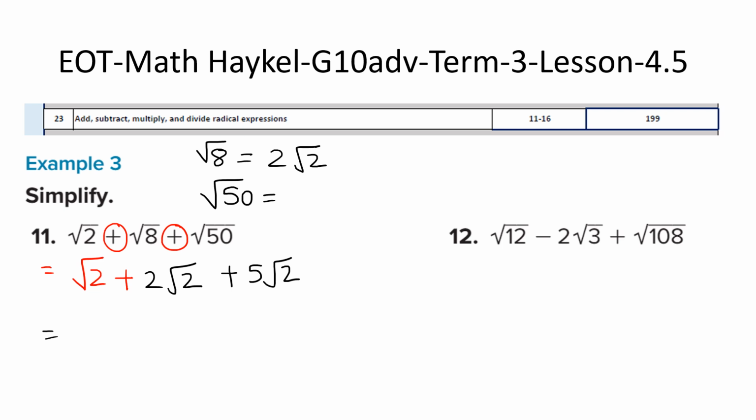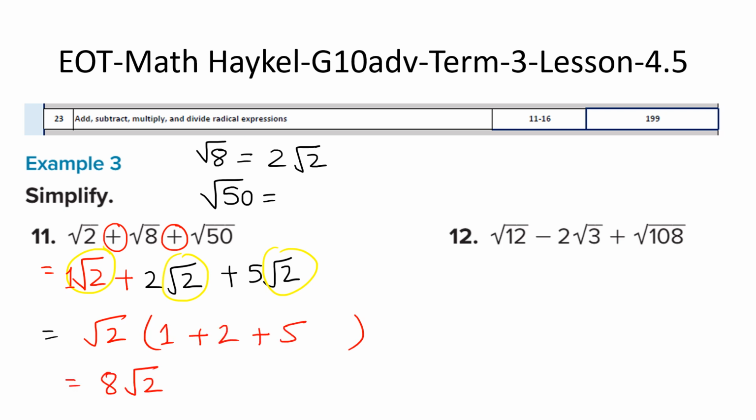Now look here carefully, I'm using a different color. Square root 2, square root 2, square root 2, it is common. Can I take it outside? Same radicals we can add and subtract. So what is left here? Nothing means 1. So 1 plus 2 plus 5, so this is going to be 8 square root 2, the final answer. I hope it is clear. It was a question on addition and we have to make sure that the radical is the same.